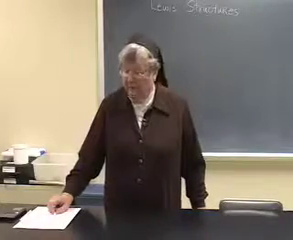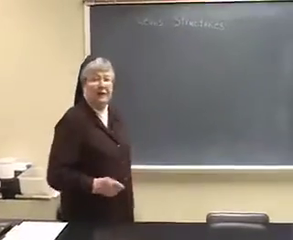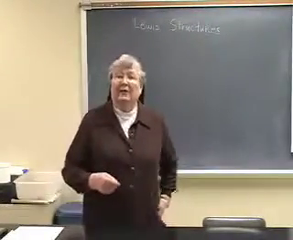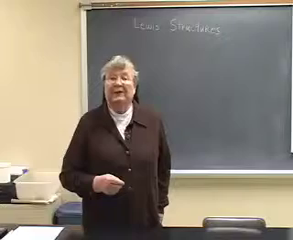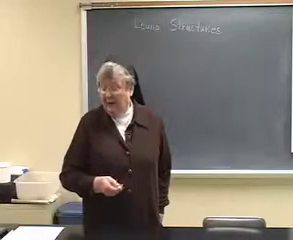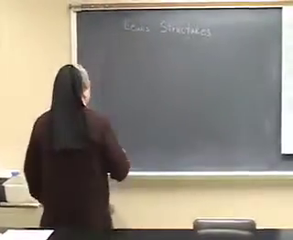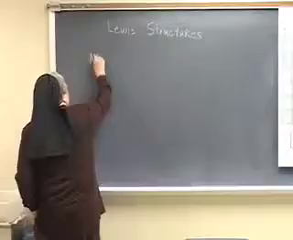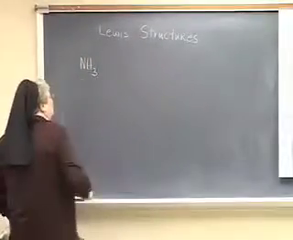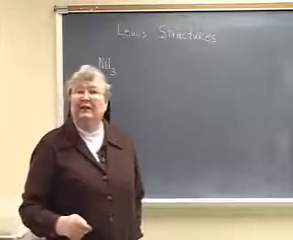So the first thing is the Lewis structure. And the Lewis structure is just a process that you have to be able to do. And I thought we would start by writing the Lewis structure of a compound, and we'll choose ammonia. So the formula for ammonia is NH3.